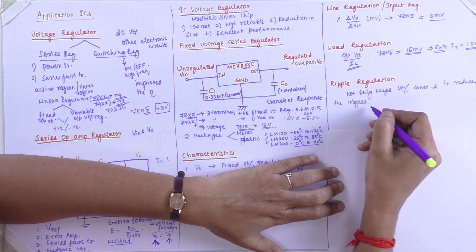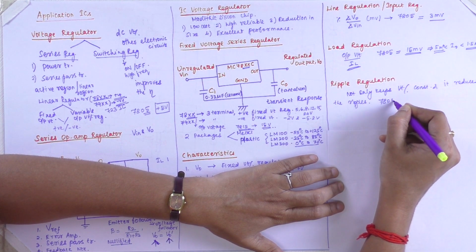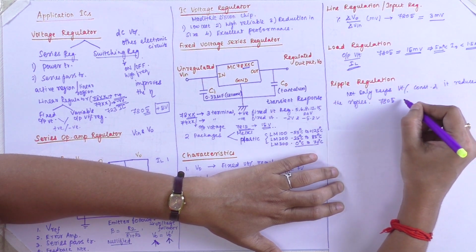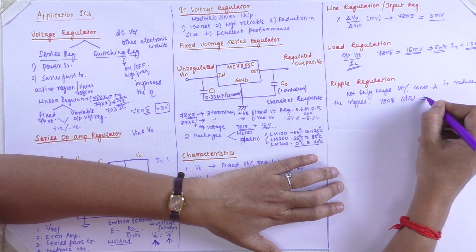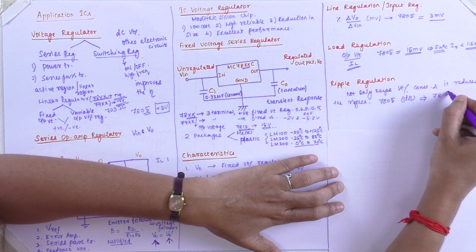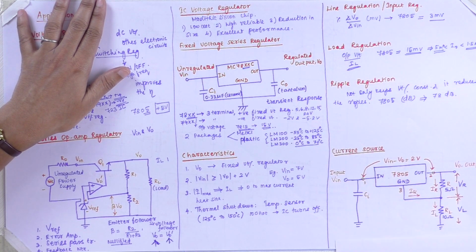Here we are going to consider the 7805. These regulations are measured in decibels, and this value stands at 78 decibels. So the next topic is the current source.